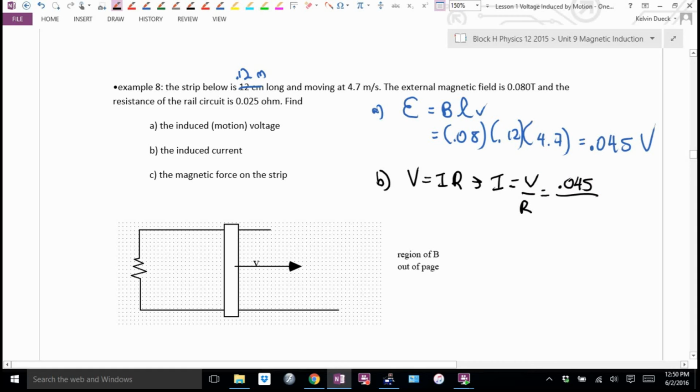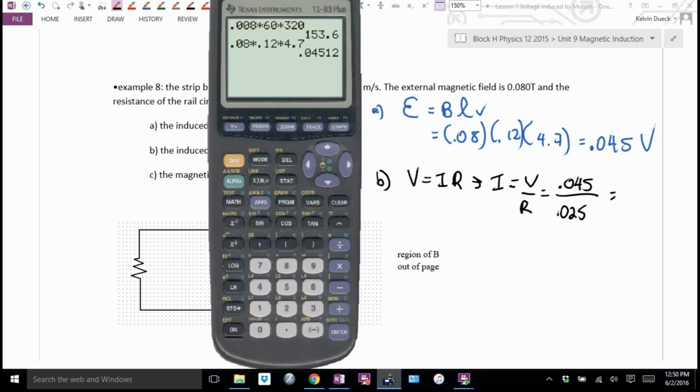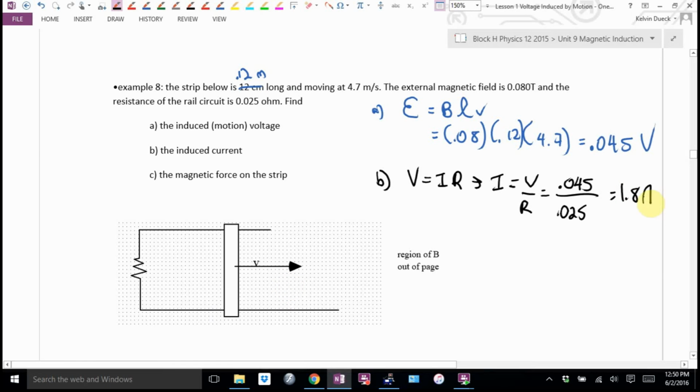Did they give me the resistance in ohms in this question somewhere? So even though this system isn't generating a lot of voltage, if I divide this by 0.025, how many amps are we getting from here? Oh, this is better. Almost 2 amps. That'll get your attention. 1.8 amps.